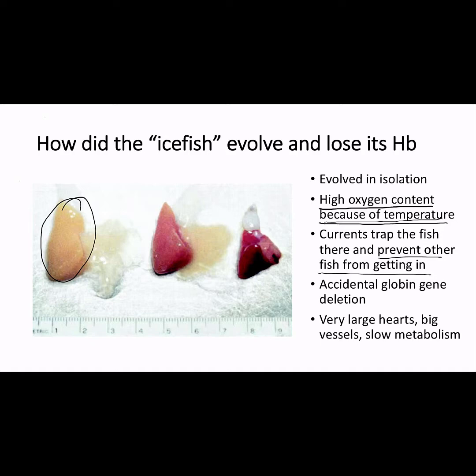And these fish, as mentioned, have very large hearts. I've circled the heart there, and you can see it's nice and tan rather than red, rich with haemoglobin blood. It's got big vessels, and it's also got a slow metabolism. So the basal metabolic rate doesn't require as much oxygen.